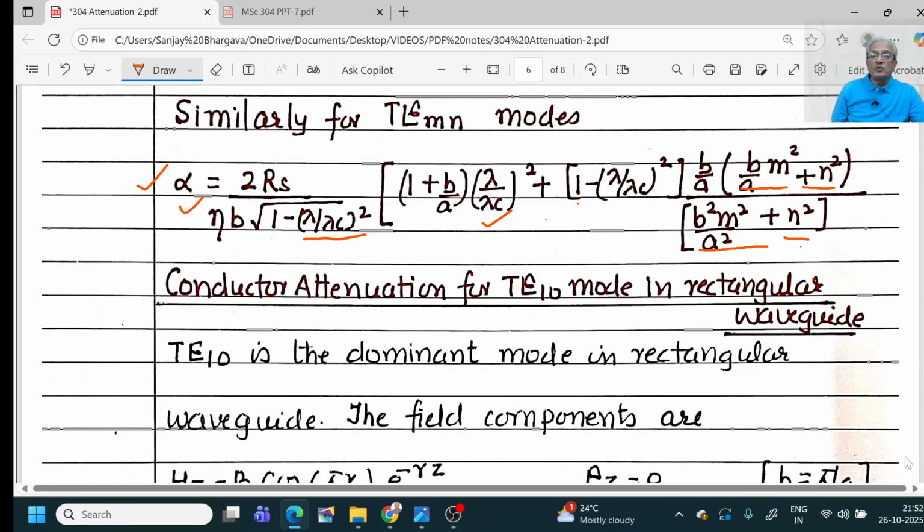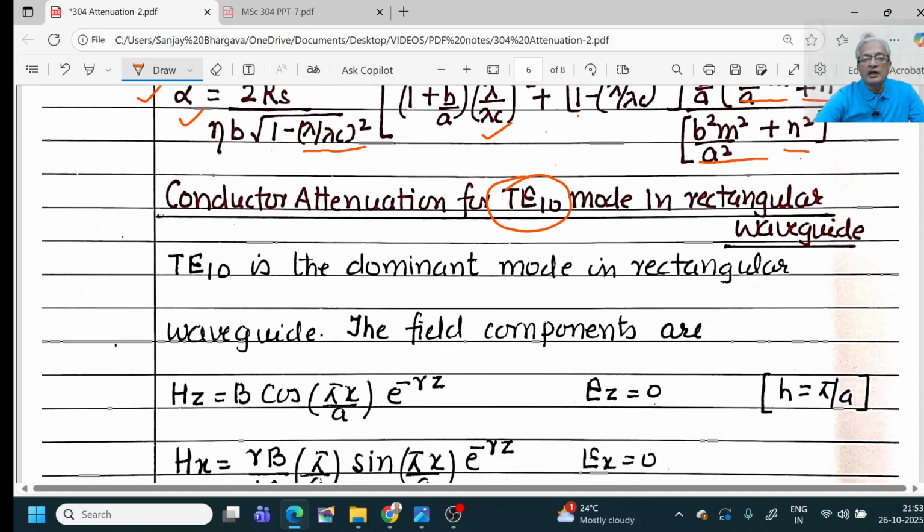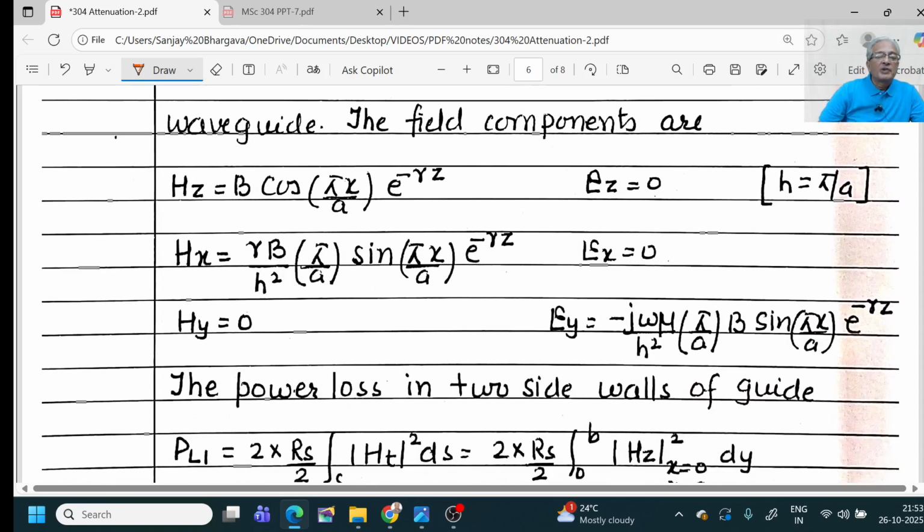But in the rectangular waveguide, the dominant mode is TE10 mode. So we like to calculate alpha for the dominant mode in case of a rectangular waveguide. Now TE10 is the dominant mode in rectangular waveguide. The field components are given as, the Hz is given as b cos pi x upon a e power minus gamma z, Ez is 0, Ex is 0, Hx would be given by gamma b h square pi upon a sine of pi x upon a e power minus gamma z. Hy is also 0 and Ey would be given here. So Ey is given as minus j omega mu upon h square pi by a b sine of pi x upon a e power minus gamma z.